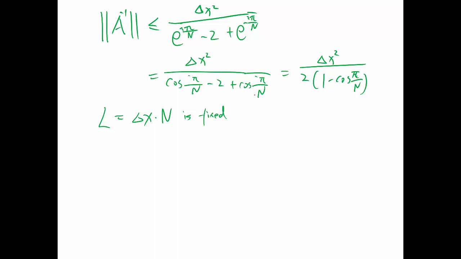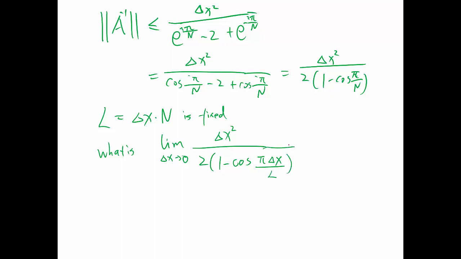Then what is the limit as delta x goes to 0 of delta x squared times 2 times 1 minus cosine? So instead of pi over n, I'm just going to write pi times delta x divided by L, because 1 over n is equal to delta x divided by L.